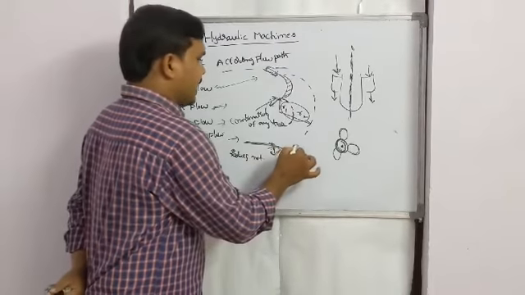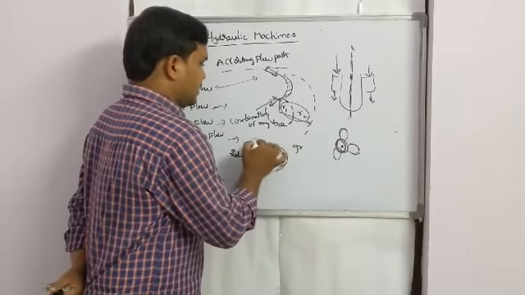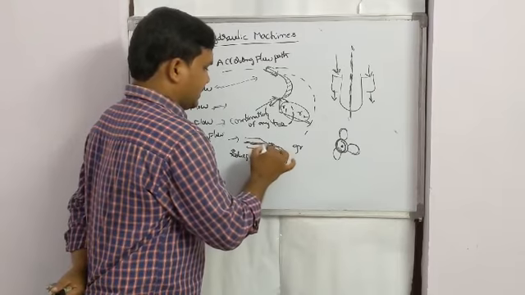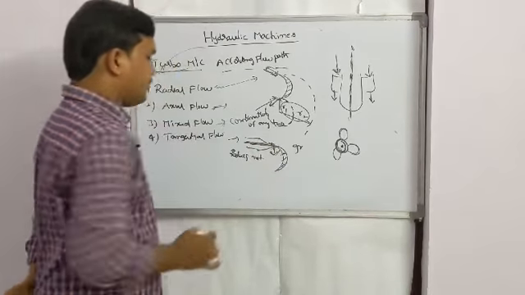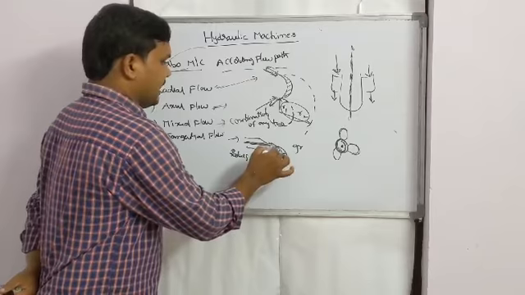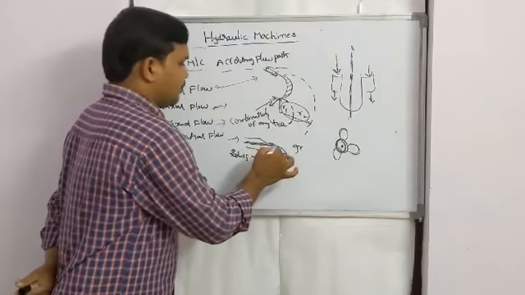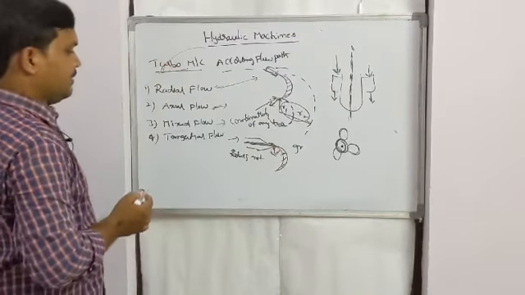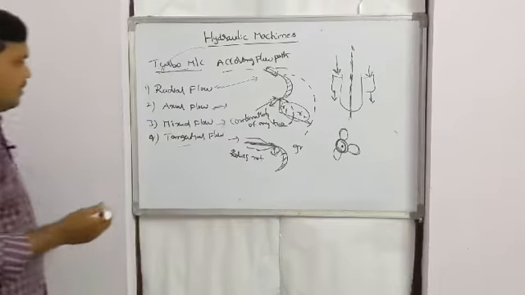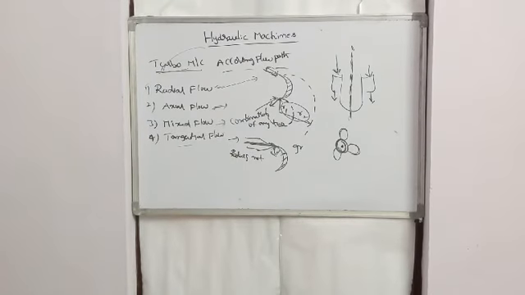Means according to gravitational, the water coming from the nozzle touches this tangent of the blade and leaves at the same point of this blade. That is called tangential flow. So this can be classified according to the flow.